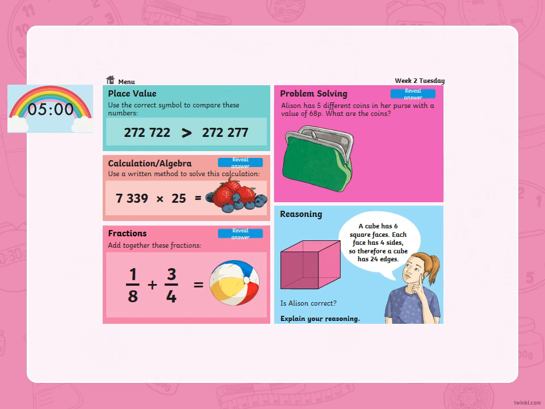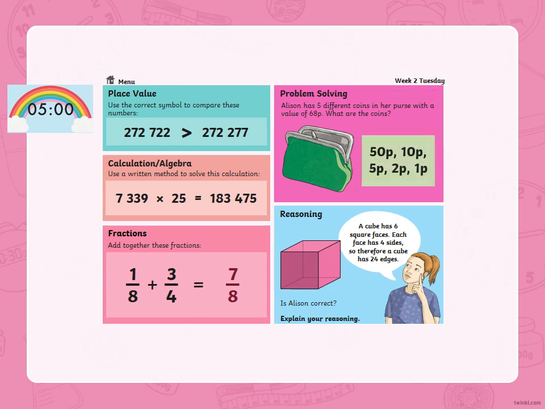So we've got our greater than symbol. The answer here is 183,475. 1/8 plus 3/4 equals 7/8. Alison has 5 different coins in her purse with a value of 68p. What are the coins? 50p, 10p, 5p, 2p and 1p.